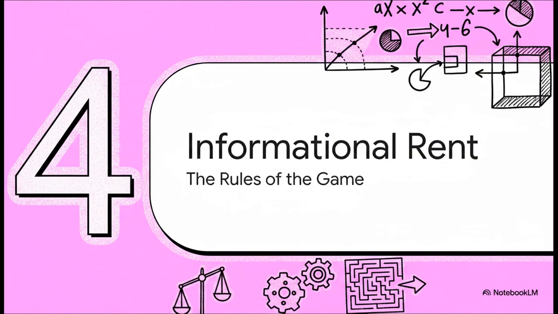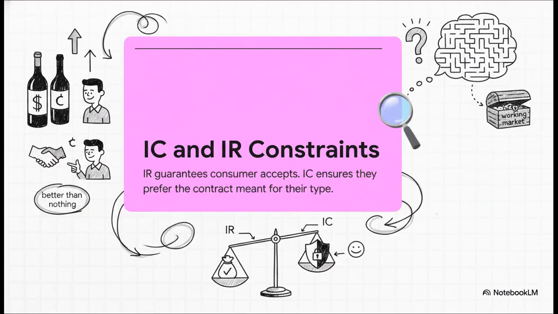Moving to Section 4, informational rent and constraints. Basically, the rules of the game. To really understand why that last graph works, we have to decode the mathematical constraints holding the whole thing together. Mechanism design isn't just guesswork, right? It operates on strict algebraic boundaries.